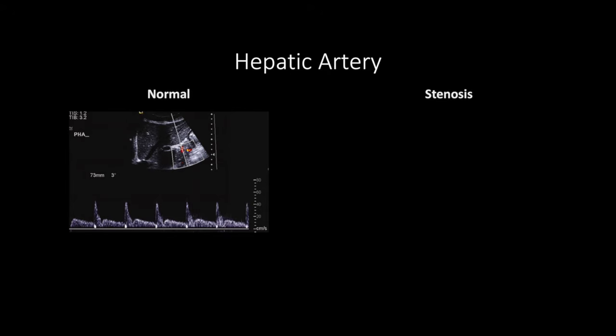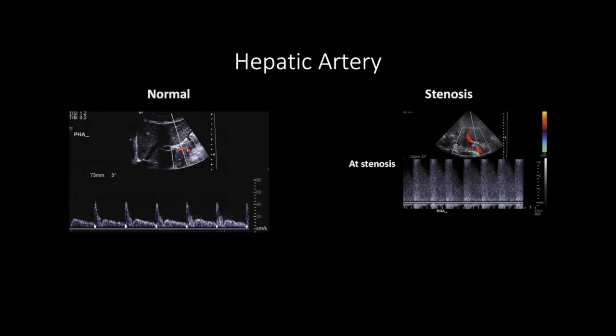And the most common complication that we're going to see, for example, in a post-liver transplant is hepatic artery thrombosis and stenosis that can lead to that thrombosis. And so what would you expect with a stenosis? Well, first, at the level of the stenosis itself, we should expect a high peak systolic velocity. As you can see, there's a very high peak systolic velocity at the level of the stenosis itself.